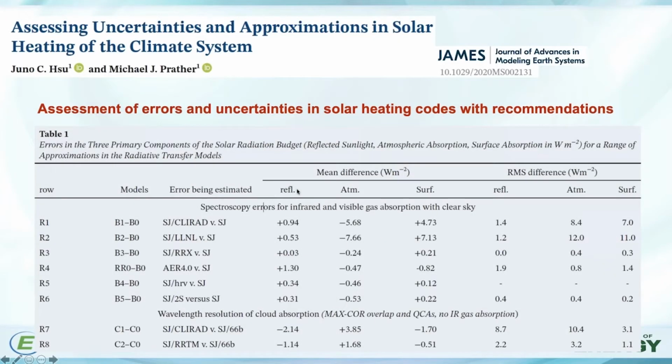We also assessed the errors and uncertainties in the solar heating code, with recommendations. We went through an exhaustive list of possible error sources and identified the larger ones, and the ones that need to be fixed.